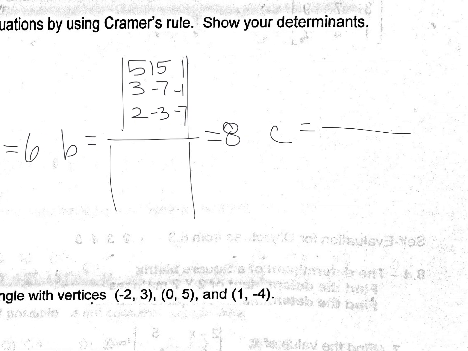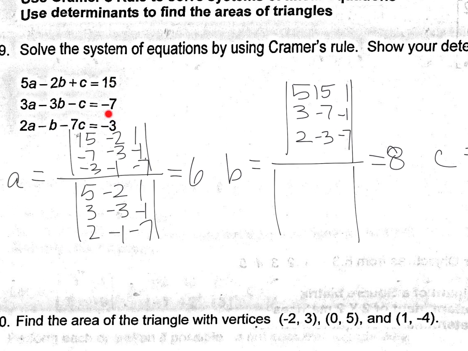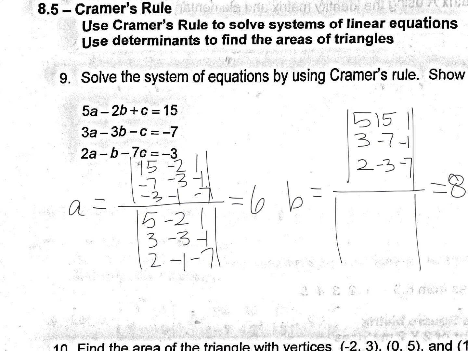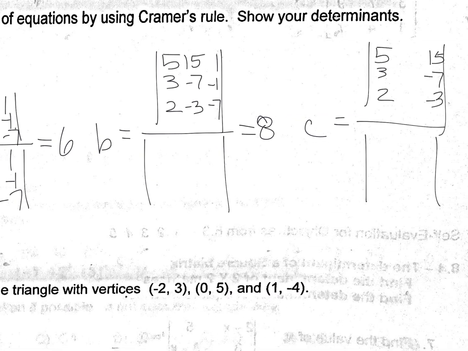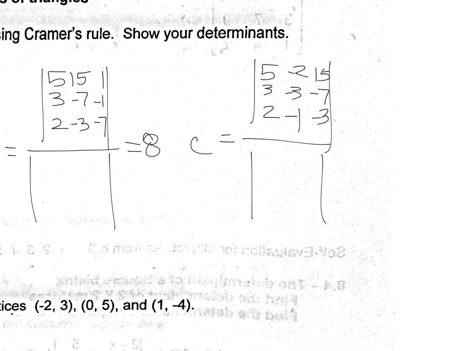C equals, again, you have your coefficient matrix there. For the numerator, you are going to take the 15, -7, and -3 and put it in the last column. So here we have 5, 3, 2. Last column is going to be 15, -7, -3. And the B column is -2, -3, -1. Is it negative or positive 1? -1, yep. And again, you can plug those in your calculator and you end up getting 1. So that gives us the solution of 6, 8, 1.